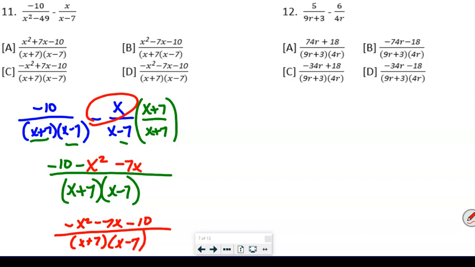So which of those do you guys see that it matches? Letter D. It is indeed.